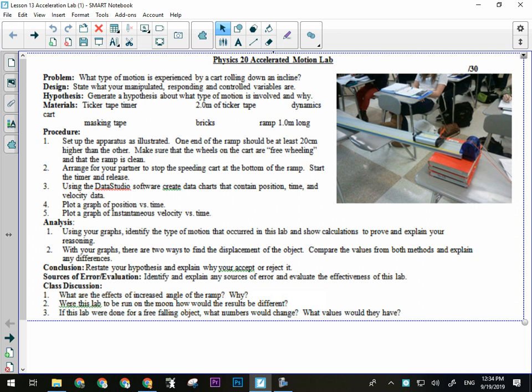All right, so the purpose of this lab, guys, or the problem that we're investigating: what type of motion is experienced by a cart rolling down an incline? Spoiler alert, it might be in the title. Just putting it out there, you might find it there.